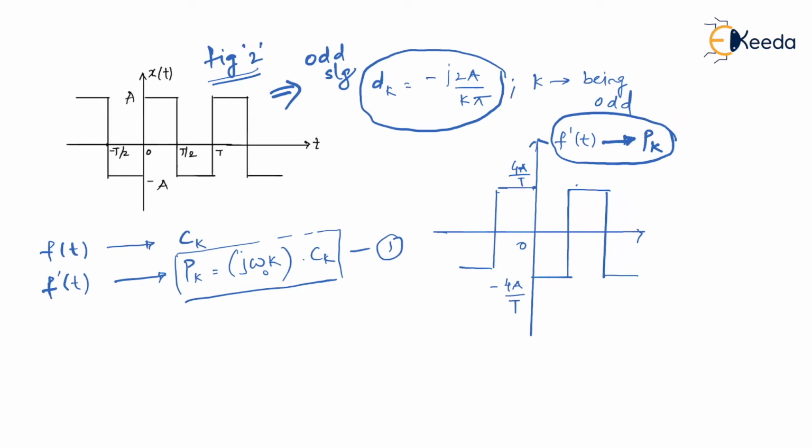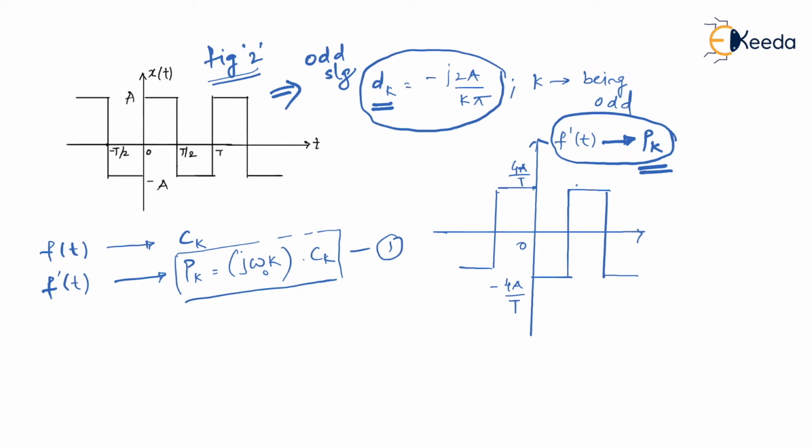So please don't get confused. Dk is the Fourier series coefficient for standard figure 2, which is the odd signal. Pk is the Fourier series coefficient for f dash of t, which is the time differentiation of the triangular wave, and ck is the Fourier series coefficient for the triangular wave, which we want at the end. So please don't get confused.